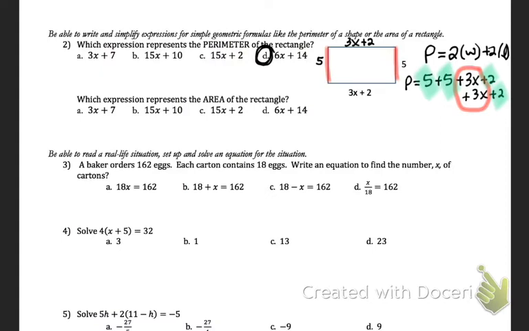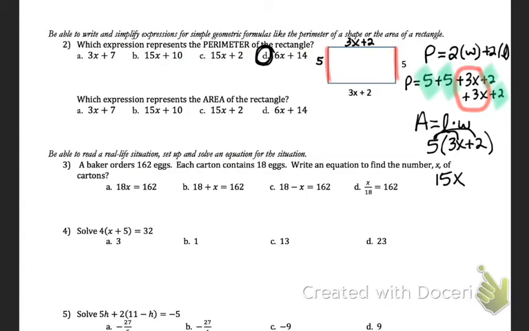Okay, the next part says which expression represents the area of the rectangle. So now area is equal to length times width. So we're going to multiply together 2 of our sides. So it's going to look like 5 times 3x plus 2. Anytime we see a number out in front of parentheses, we're going to have to distribute it. So we're going to do 5 times 3x and 5 times 2. So 5 times 3x is 15x.